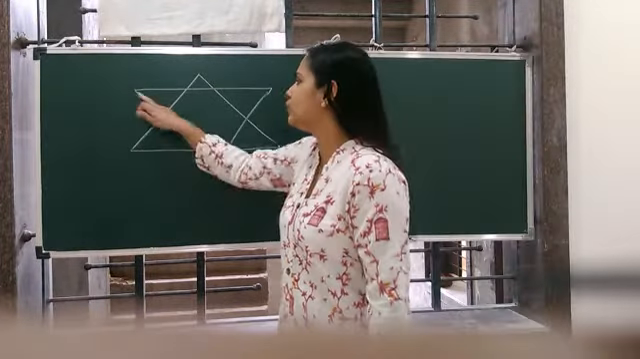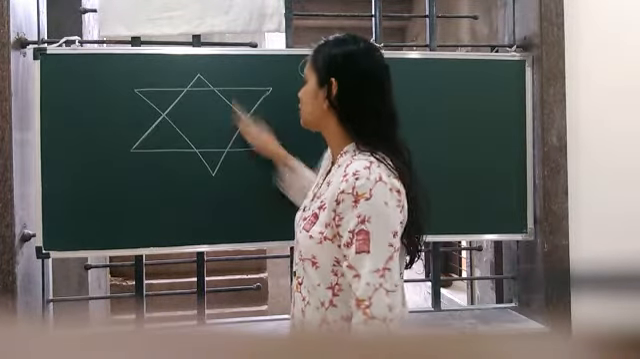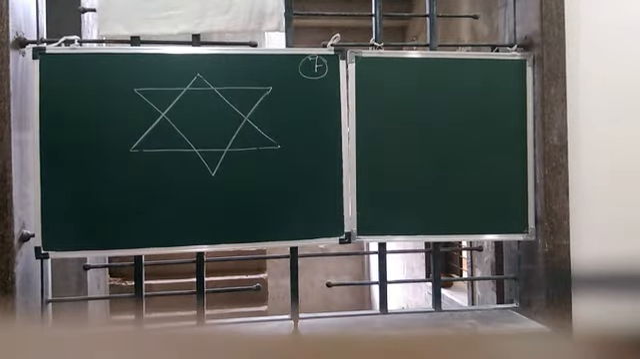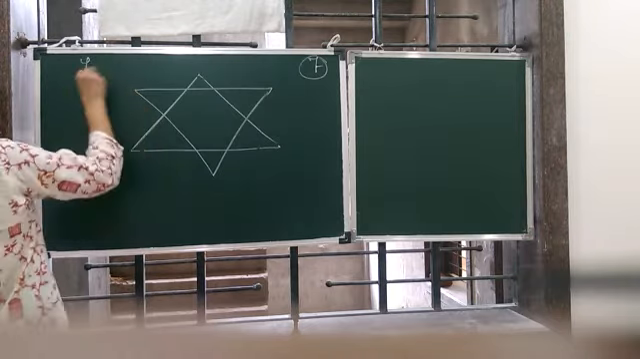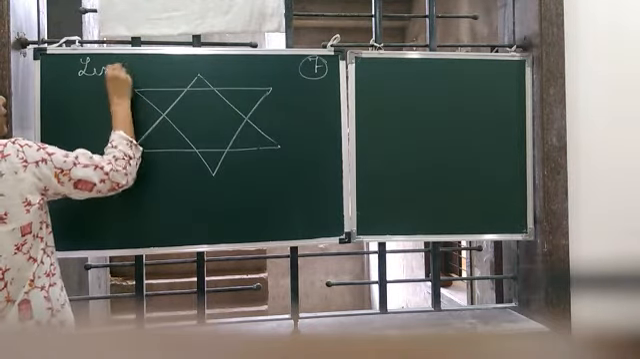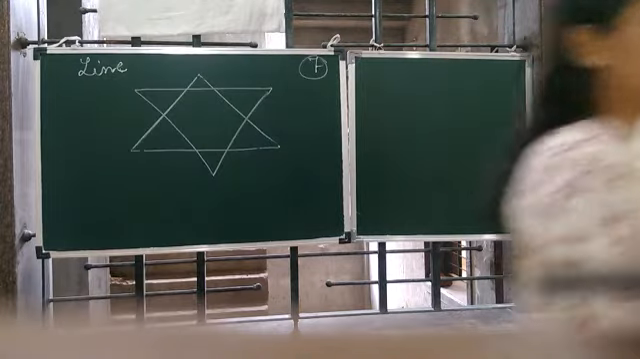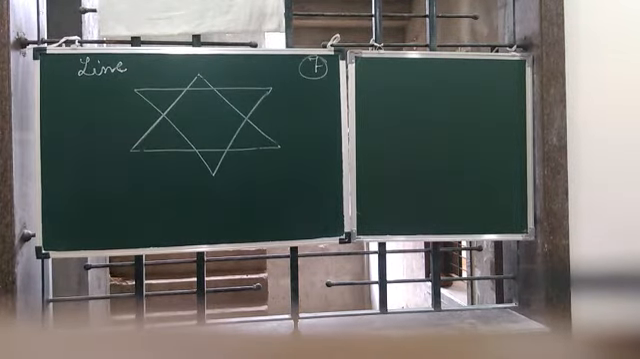Also, can you see these edges? What are they known as? They are lines or line segments. Yes, it's a line segment, a part of a line. Why? Because it has two definite end points.